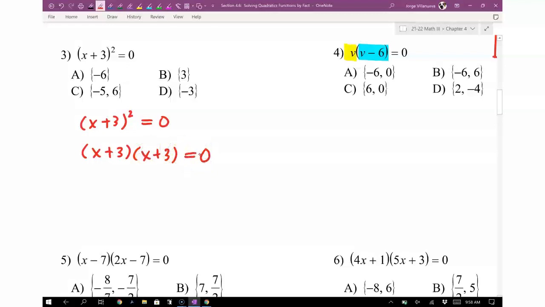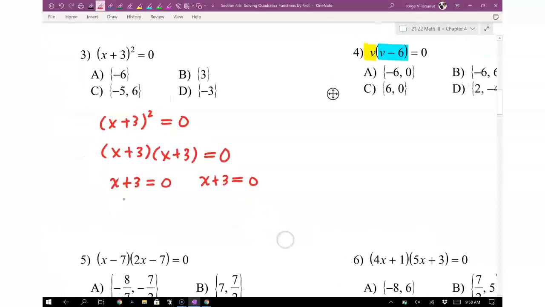Now, do I have two things that are multiplied together and they equal 0? Yeah. So let's go ahead and solve. I'm going to set x plus 3 equal to 0 or x plus 3 equal to 0. Usually my students ask, do I have to solve them both since they're identical? No, you don't. Just solve one of them. If you subtract 3, we get x equal to negative 3. Don't even worry about the other one, it's the same problem. So what's my answer, A, B, C, or D? That's going to be D.